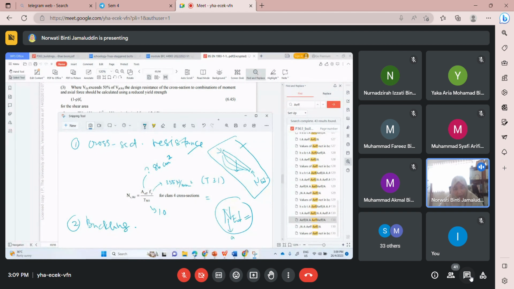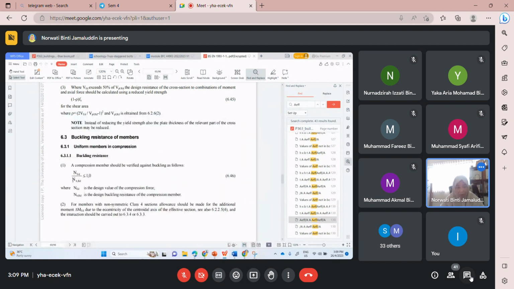And for axial force, subjected to axial force, buckling should be N lah, not M. M is for bending member, and for member that being subjected to axial force. So this is the formula that we will check. Okay, this is the clause that we will solve.